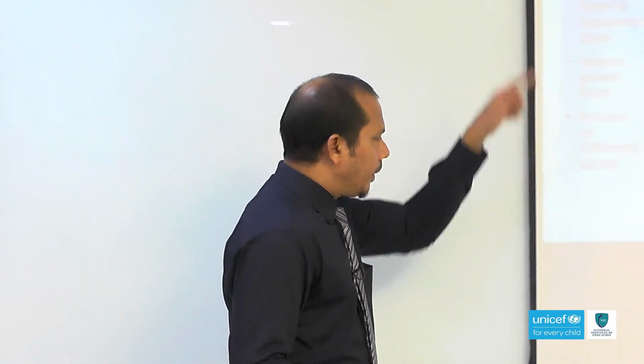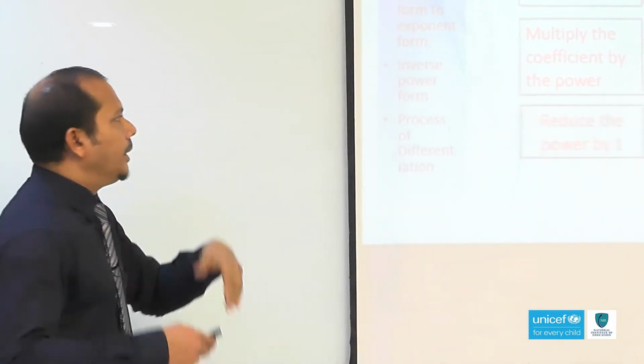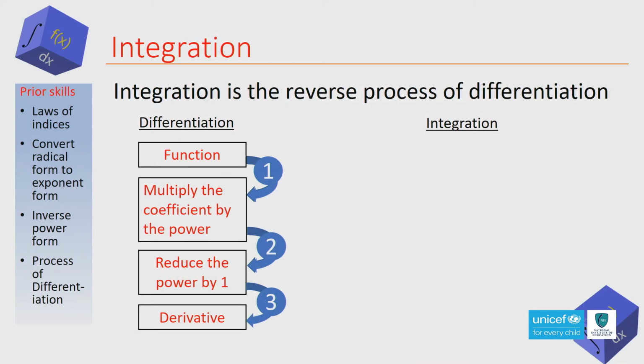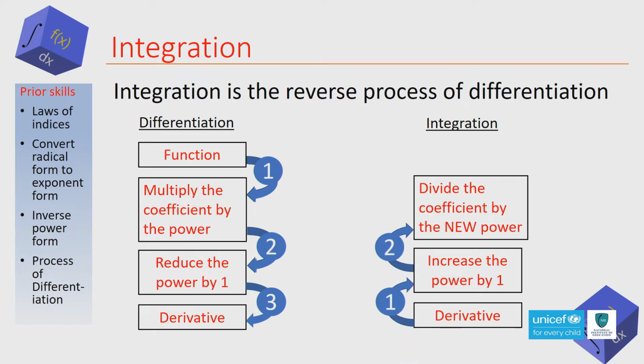I am writing lots of time differentiations here. Differentiation takes a function, multiplies the coefficient by the power, reduces the power by 1, and then we get the derivative. If you integrate, you start from here. You have a derivative function. First step is to increase the power by 1. Why? Here we reduce the power by 1. Now we increase the power by 1. So, if you increase the power by 1, you add 1.